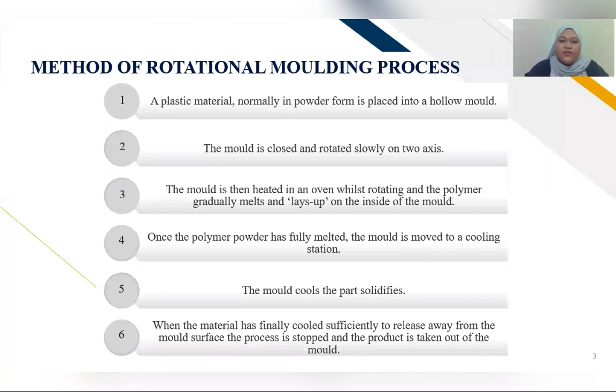Method of rotational molding process. Step 1. A plastic material, normally in powder form, is placed into a hollow mold. If you know, the mold is usually made from cast aluminium or fabricated from sheet steel. Step 2. The mold is closed and rotated slowly onto axis. Step 3. The mold is then reheated in an oven while rotating, and the polymer gradually melts and lays up on the inside of the mold.